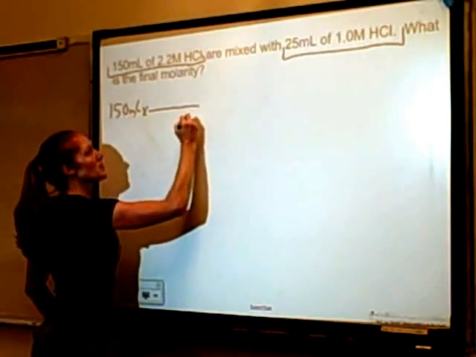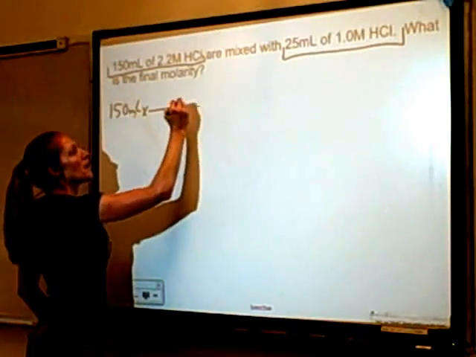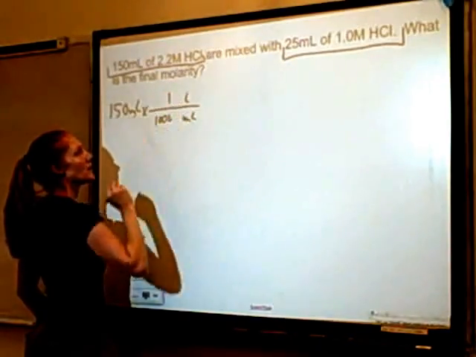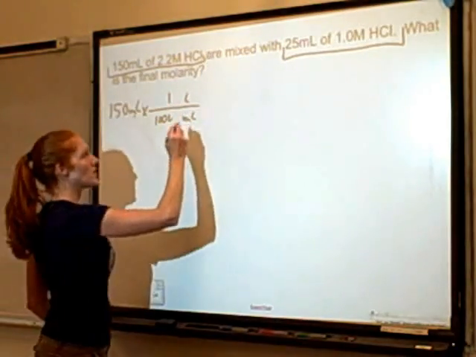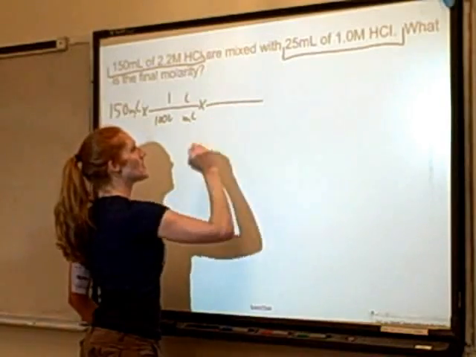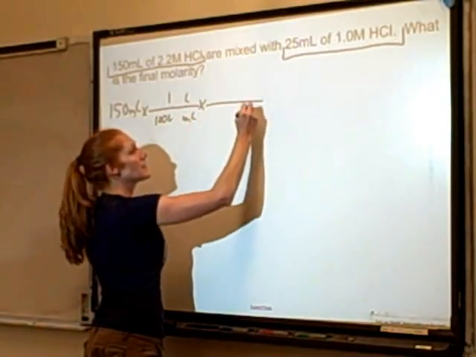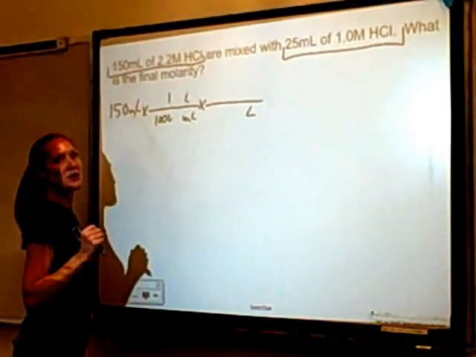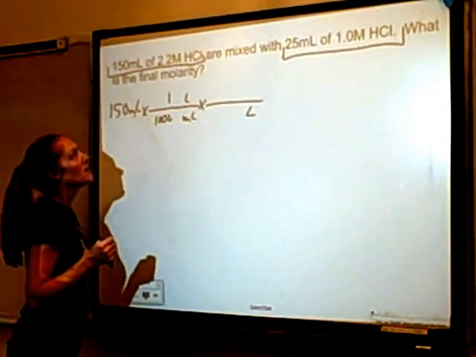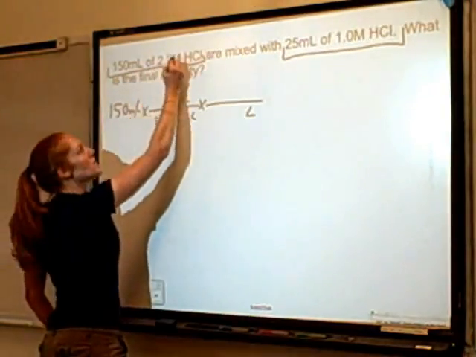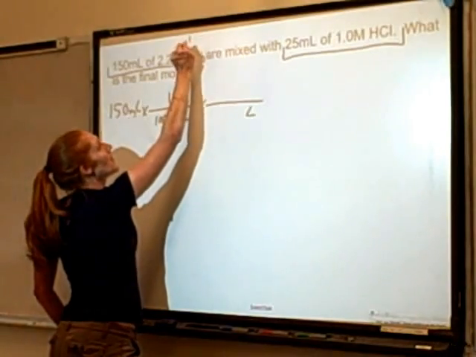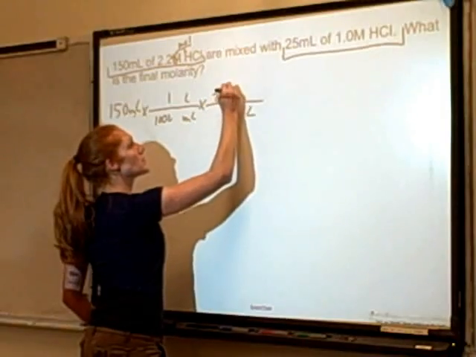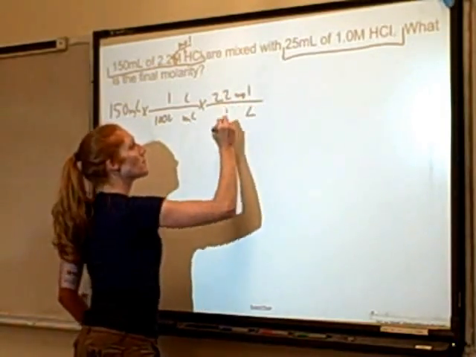So I've got milliliters, so milliliters goes down here. I'm going from milliliters to liters, so for every 1,000 milliliters, there's 1 liter. Going to change it up on you this time and continue my dimensional analysis. I have liters here. I'm looking for how many moles are present in this 150 milliliters of 2.2 molar solution. So this tells me there's 2.2 moles for every 1 liter, right? Because it's moles per liter.